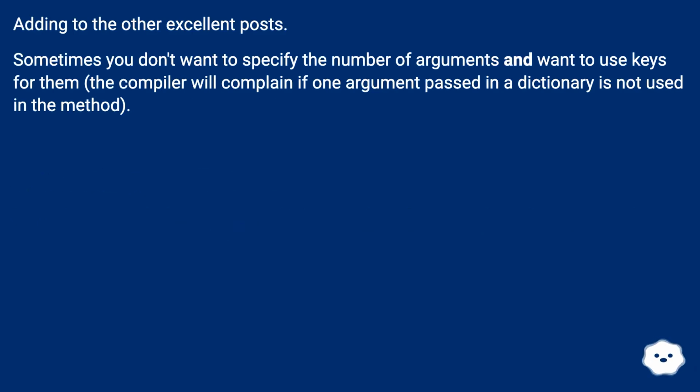Adding to the other excellent posts. Sometimes you don't want to specify the number of arguments and want to use keys for them. The compiler will complain if one argument, passed in a dictionary, is not used in the method.